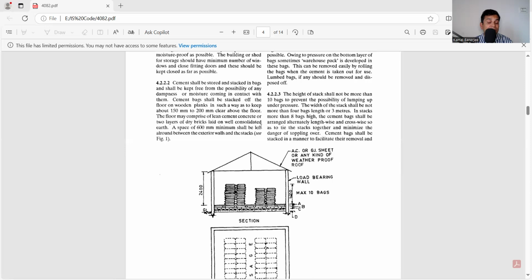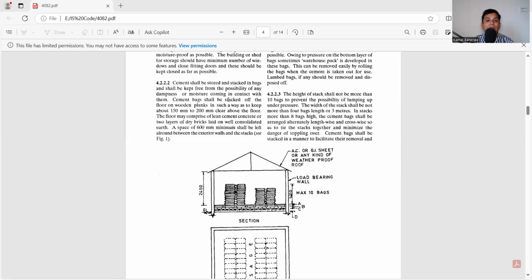That means if it is taken, then the heat of hydration of cement will start and the cement will not be usable and it will be rejected. So my first criterion is to maintain an area where the cement cannot take the moisture and start the reaction.